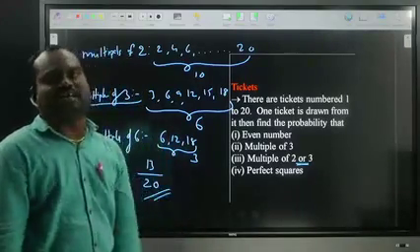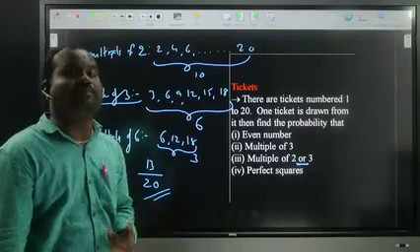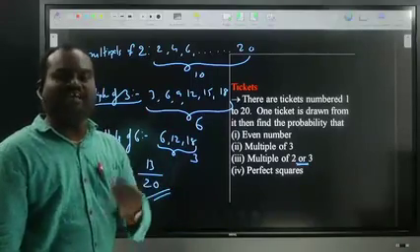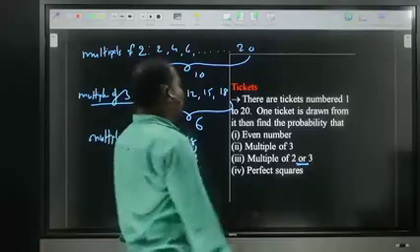Multiples of 2 we are taking. Multiples of 3 we are taking. Multiples of 6, because repetition will be there. So whatever that is, take that and subtract it. So the answer is 13 by 20. Is it clear? Right. Now next.